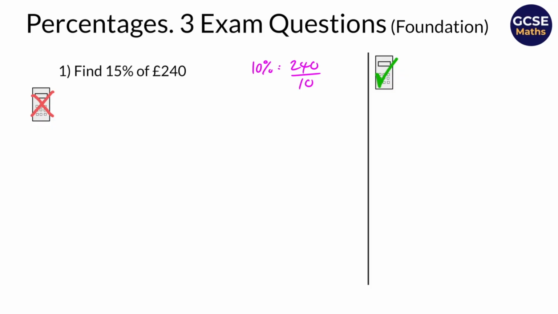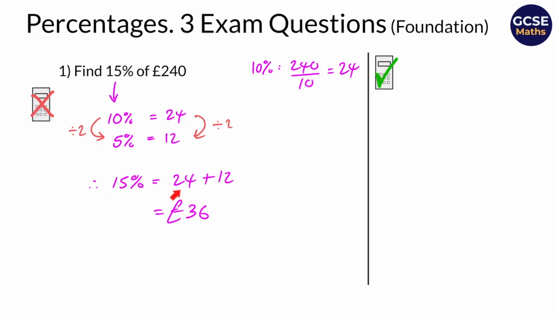So there we have it, 240 divided by 10, that is just 24. And the key here is to understand that 5% is half of 10%. So we're actually dividing that by 2, which means we do the same the other side. So now we get 5% equals 12. So 15% is just the 24 plus the 12, which gives us £36. So there we have it, non-calculator method, finding 15% of 240.